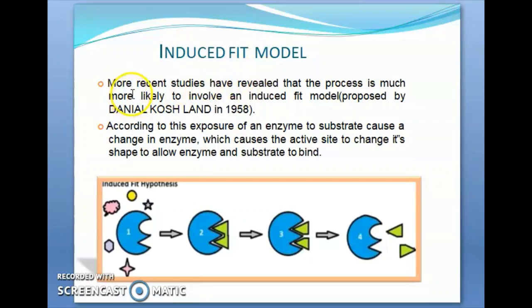It is a second model. More recent studies have revealed that the process is much more likely to involve an induced fit model proposed by Daniel Koshland in 1958. According to this, exposure of an enzyme to substrate causes changes in the enzyme, which causes the active site to change its shape to allow enzyme and substrate to bind. See the induced fit hypothesis diagrammatically.